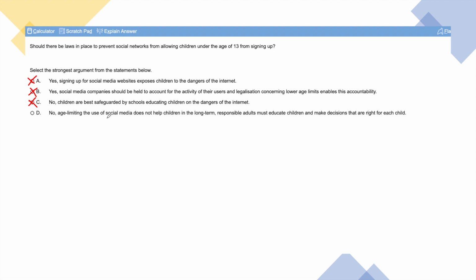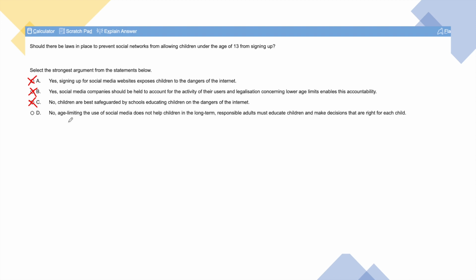No, age limiting the use of social media does not help children in the long term. Responsible adults must educate children and make decisions that are right for each child. This is a good answer because adults, or parents, mums, dads, they're the ones who should be making sure their children do not sign up if they're not ready for it. And just banning them doesn't really help them and educate them why they shouldn't be signing up. It just bans them, so they won't think about it.